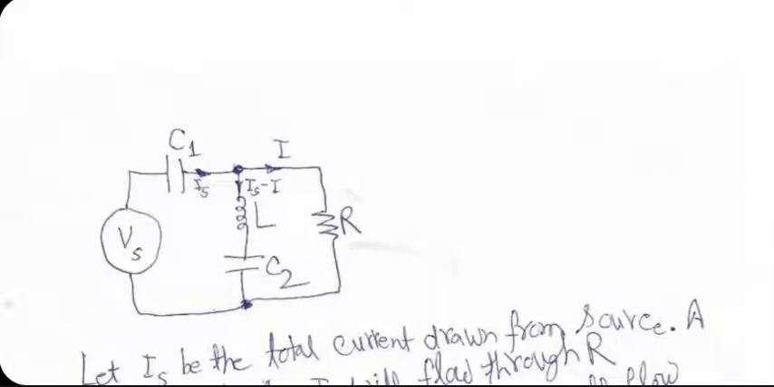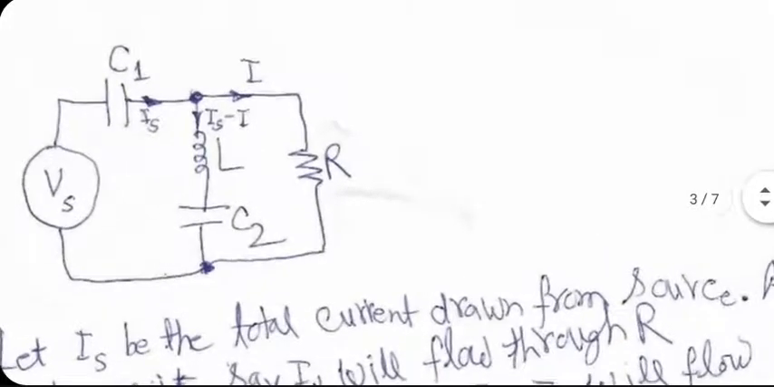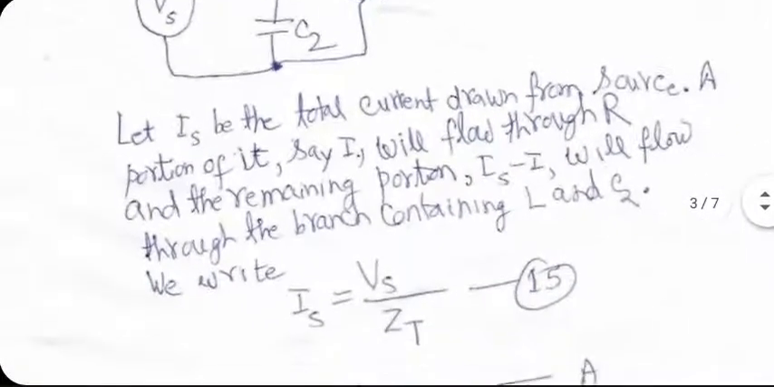I'm repeating the circuit here. These are the various current designations that I have used. Suppose IS is the complex current coming from the source. It would be divided into two parts. Capital I goes through the load. The remaining IS minus I goes through the parallel combo of L and C2. So we do all the calculations.